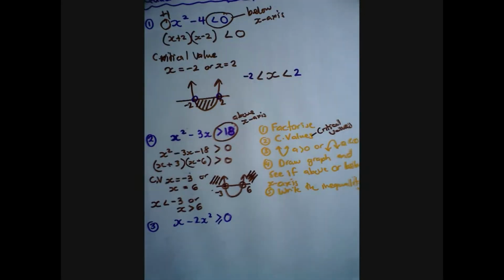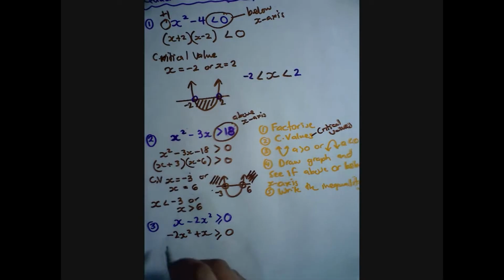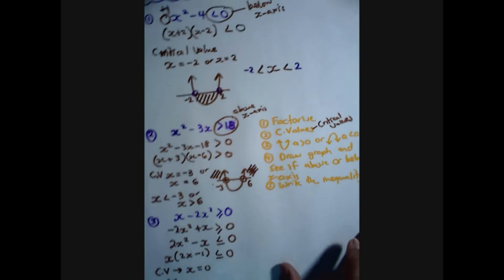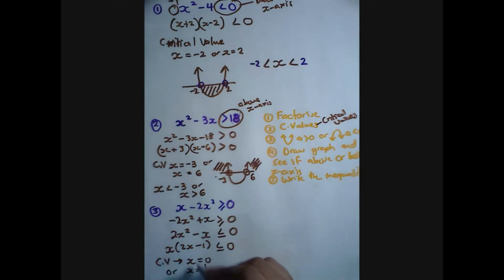Alright, let's start. So we're going to rearrange this to be minus 2x squared plus x is greater than or equal to 0. We don't like working with negative numbers, so we're going to say 2x squared minus x. And remember, when you divide, the sign changes, and 0 divided by negative 1 is still 0. Then I'm going to take out x as a common factor, and we're left with 2x minus 1 is less than or equal to 0. So my CVs: x is equal to 0 or x is equal to a half, because we're letting each one equal to 0.